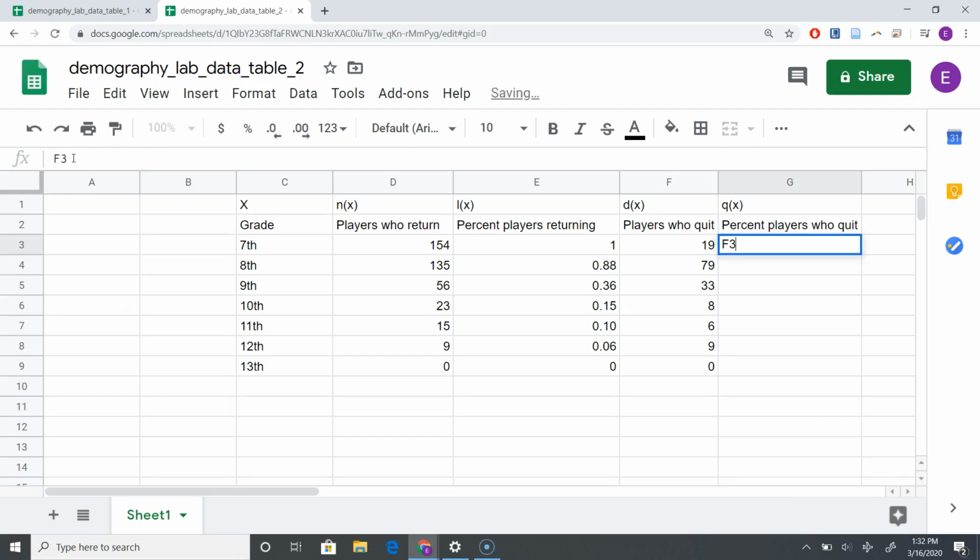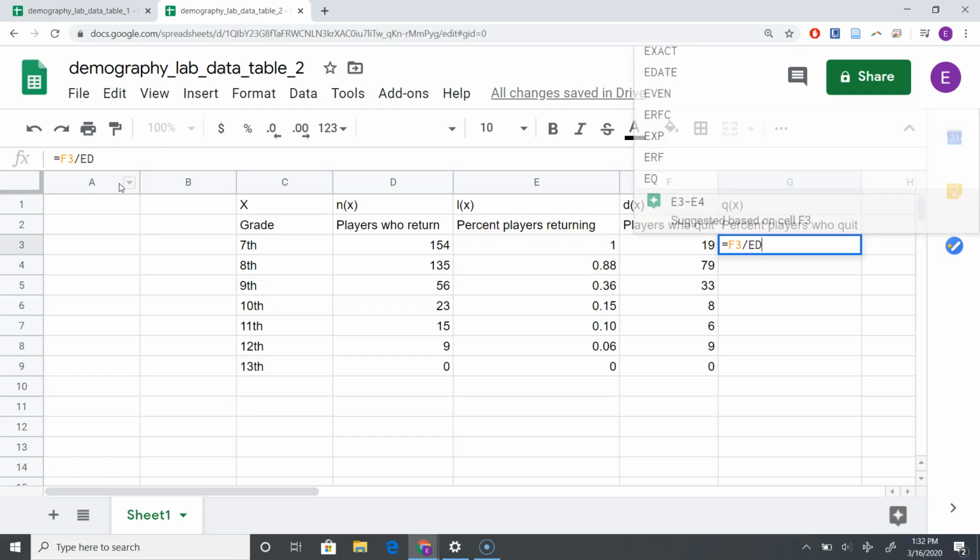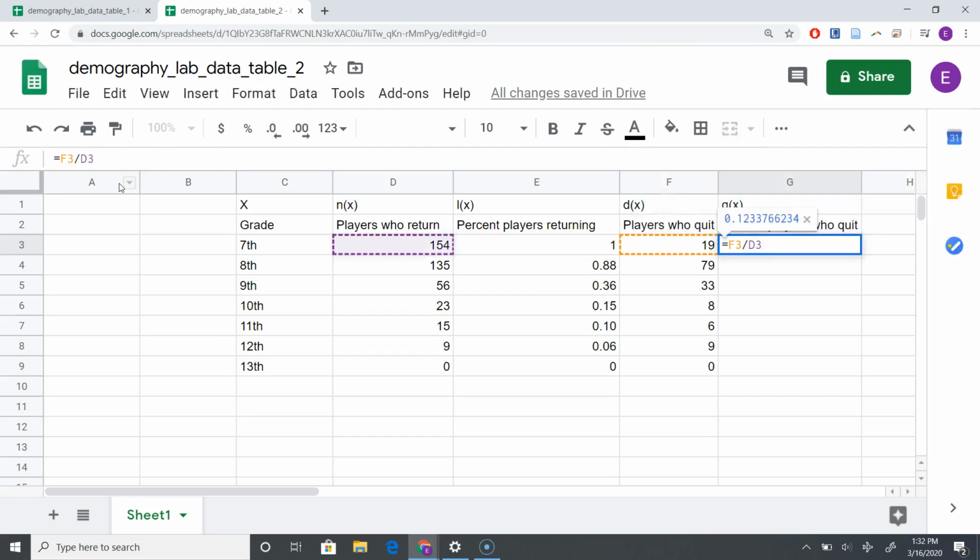So we're going to say equals F3 divided by D3. It's the number of players who quit divided by the original number. I suppose I should say it's the number who quit divided by the number you started with in that generation. So for 8th grade, we're going to say equals F4 divided by D4.